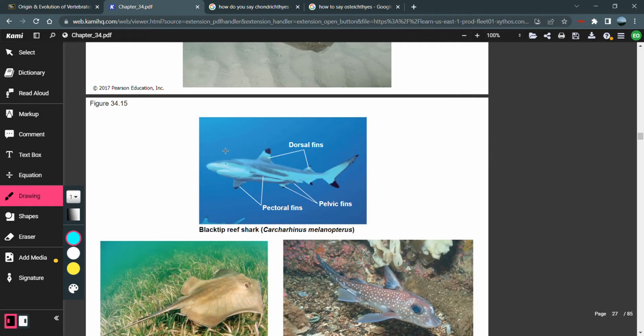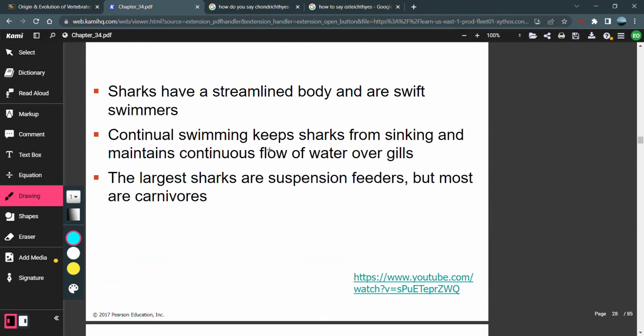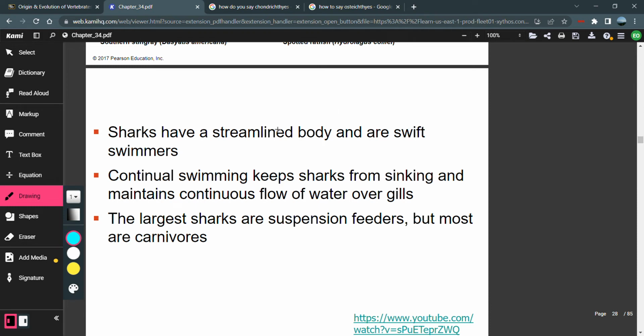So here is our shark. The dorsal fins are used for stabilization. Pectoral and pelvic fins are used for moving, like turning left and right. Sharks have a streamlined body and are swift swimmers. Continual swimming keeps sharks from sinking. So they must keep moving, or they will just sink.